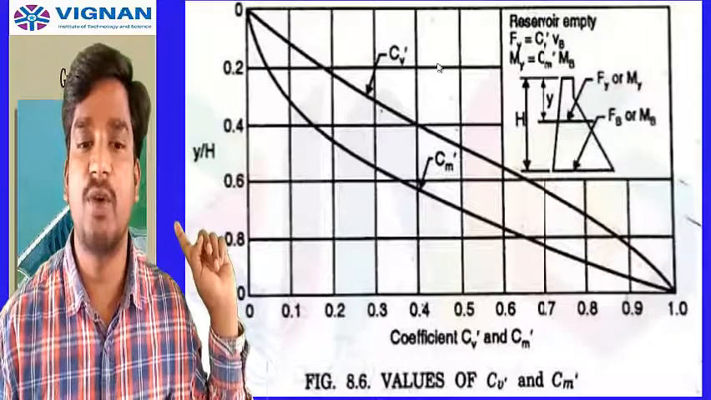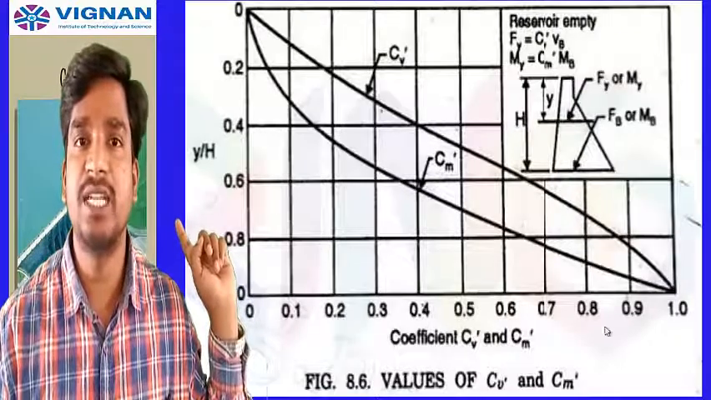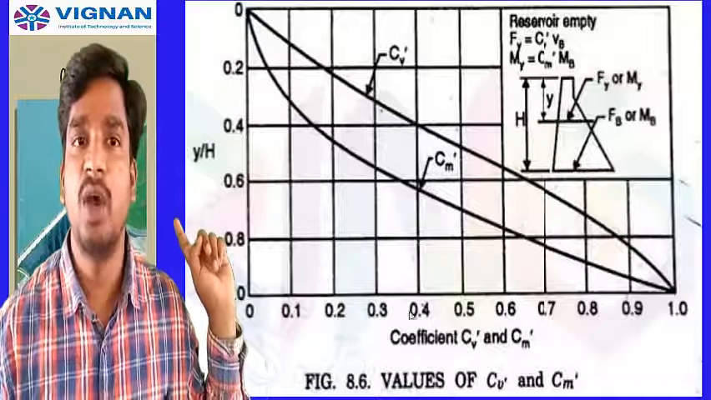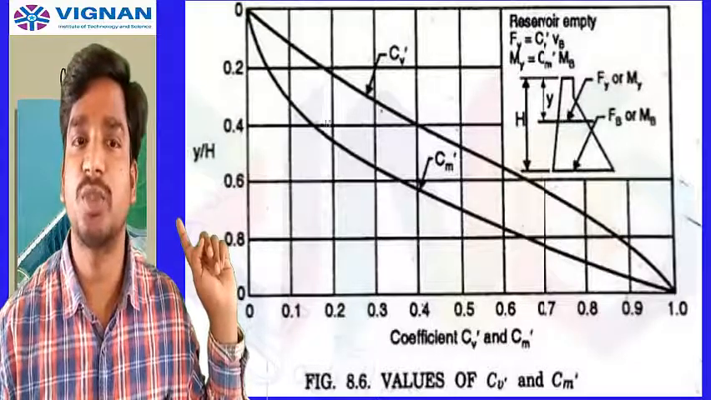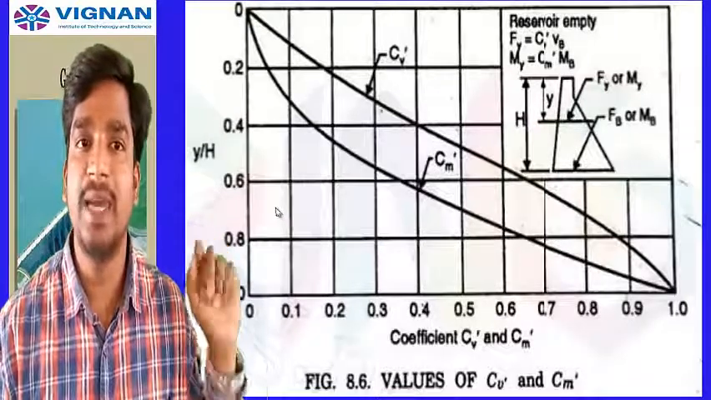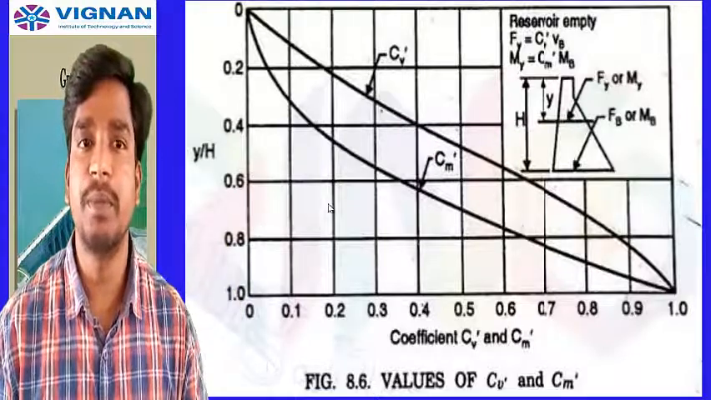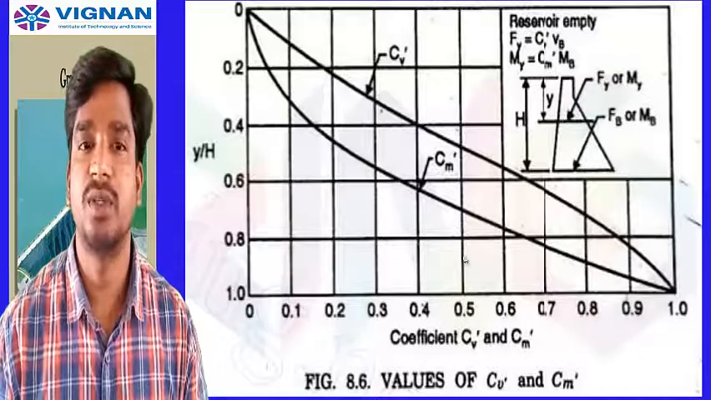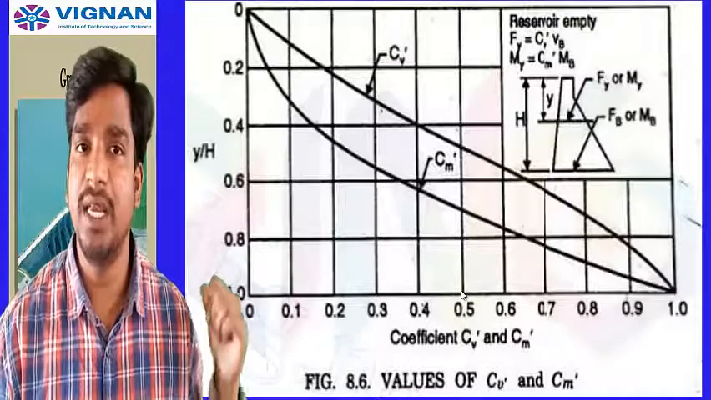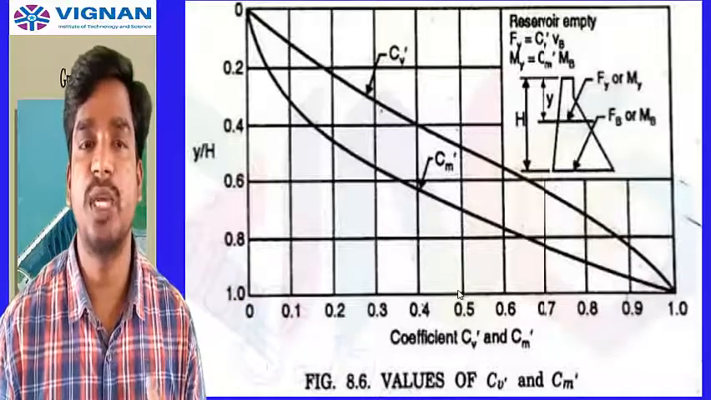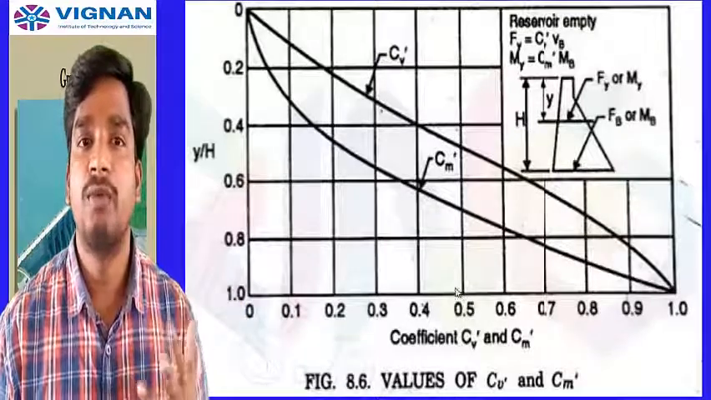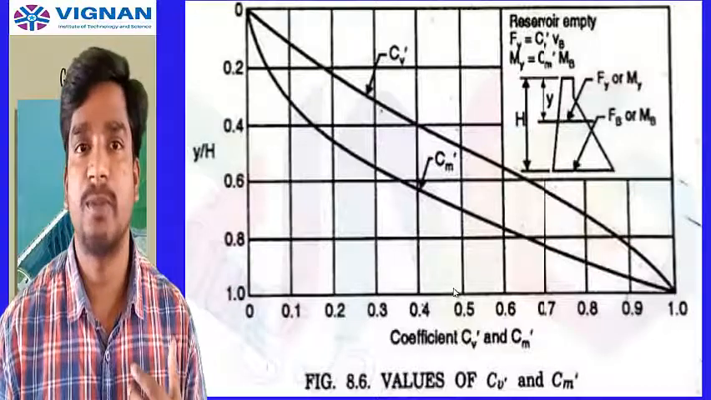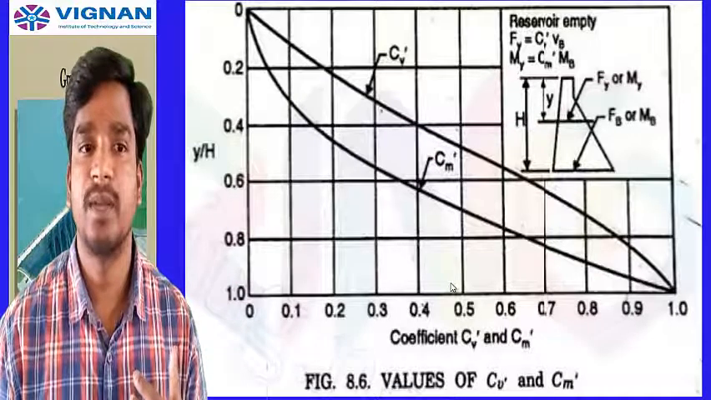From this graph, on the x-axis we have CV dash and CM dash coefficients. On the y-axis we have y by h ratios. Based on these y by h ratios, you can compute the value of CV dash as well as CM dash coefficients. So through the graph you can calculate the CV dash and CM values so that you can compute force and moment at any depth.